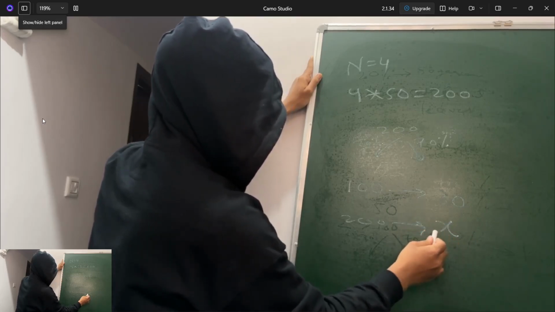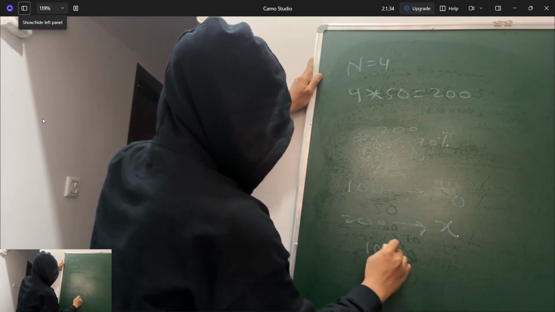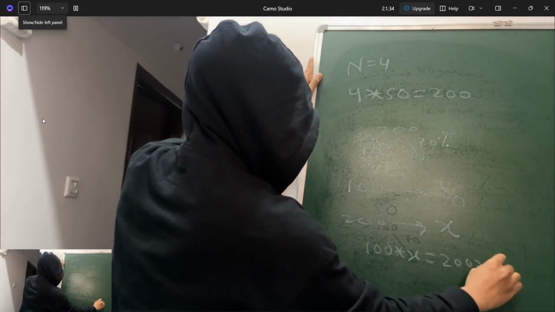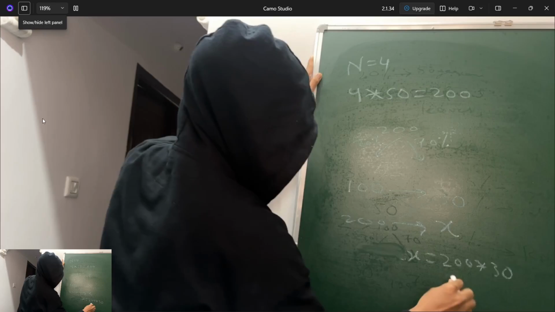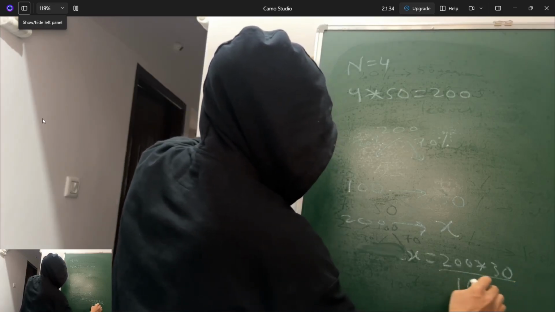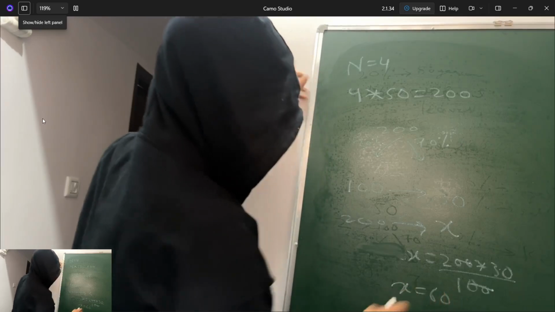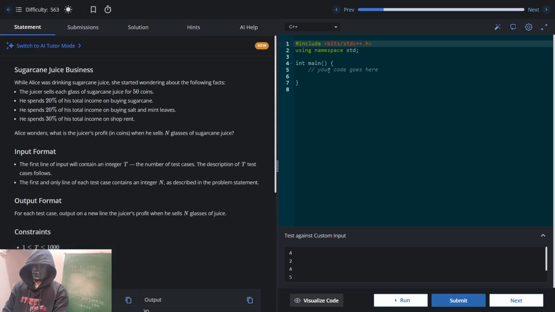Let's take it as x. We'll do cross multiplication, which will be 100 into x is equal to 200 into 30. If you bring this 100 to the other side, it goes in the denominator. 2 zeros cancel, 30 into 2 is 60. So x is equal to 60. So for the second example, 60 is the profit. I think you got pretty much what the problem statement is. So let's try to code it up.